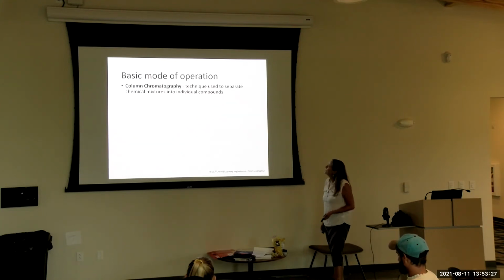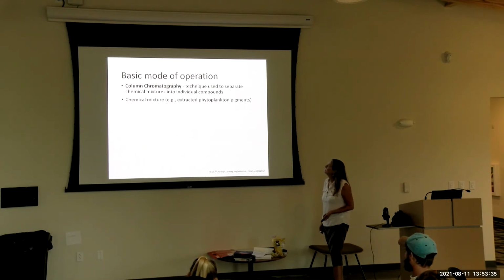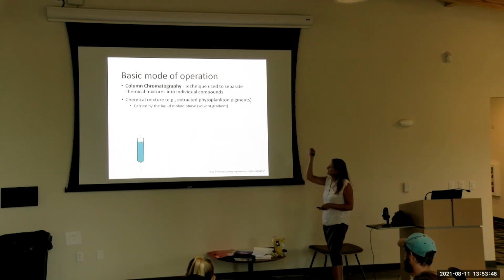So the basic operation is you separate a chemical mixture onto a column. It allows you to separate individual compounds from a mixture. And so our chemical mixture is going to be our extract that we extracted either in acetone or methanol or whatever we choose. And that is carried by this liquid mobile phase, which is basically a solvent gradient. We use methanol and acetone in various concentrations, 90% or 80%.